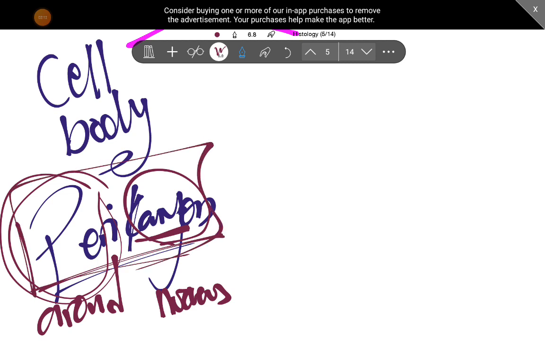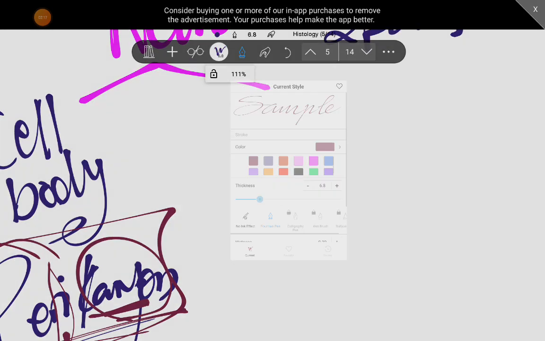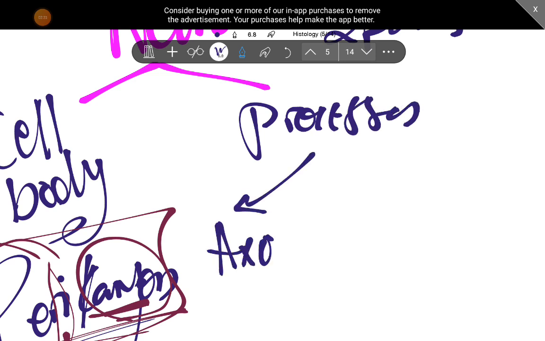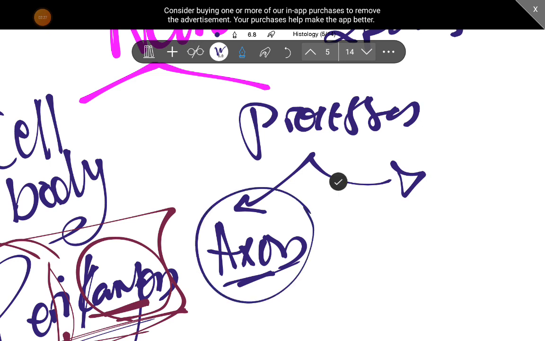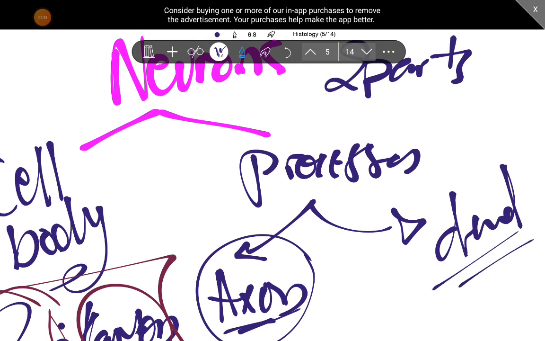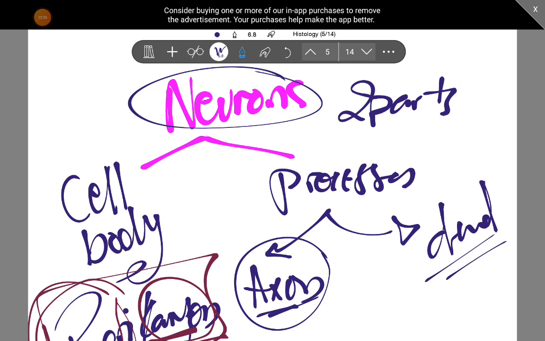We're going to discuss the shape and everything about it. The second part is the processes. We have two kinds of processes: either the axon, the big one, or the dendrites. Axons take the impulses away from the cell body, and the dendrites take the impulses to the cell body. So a neuron basically consists of two parts.